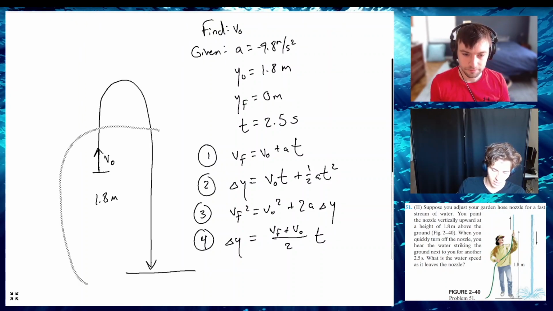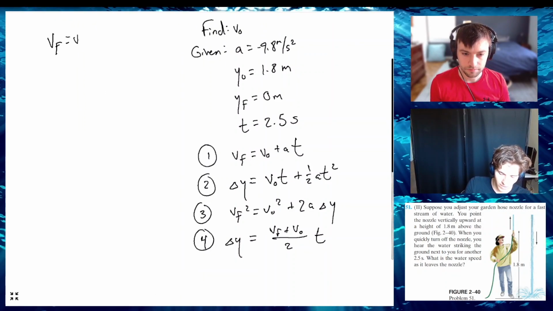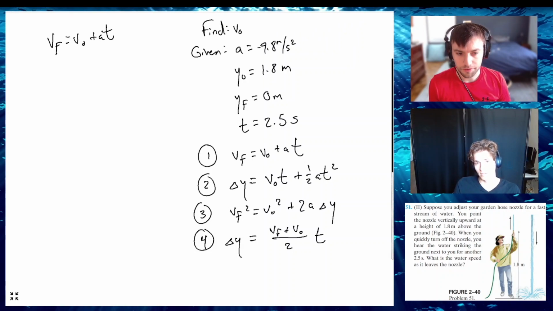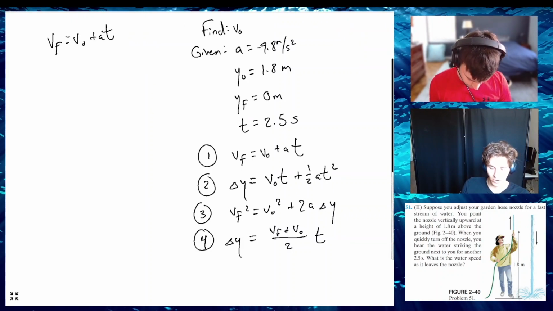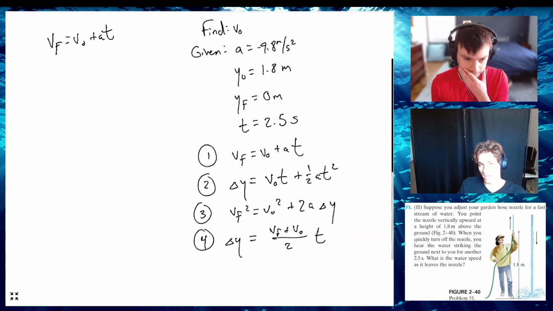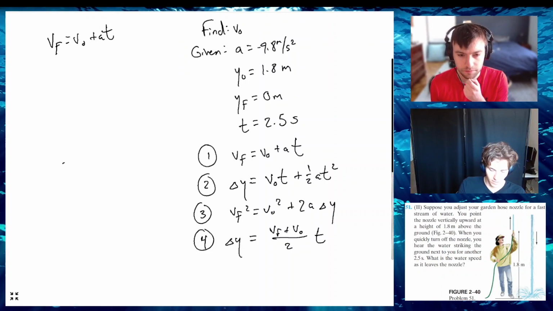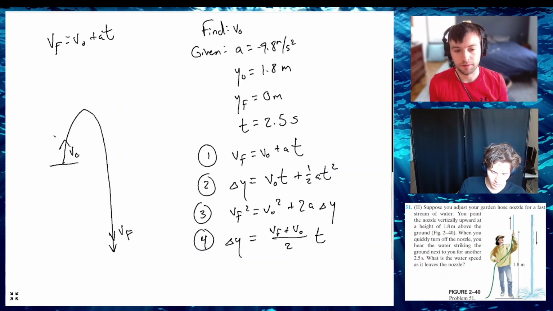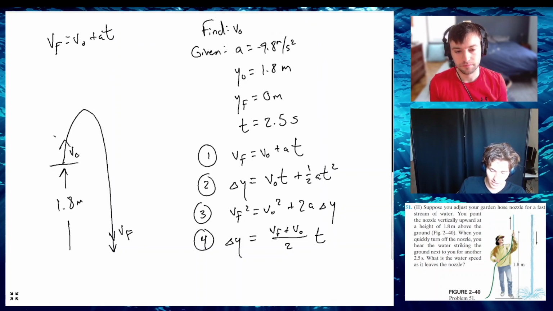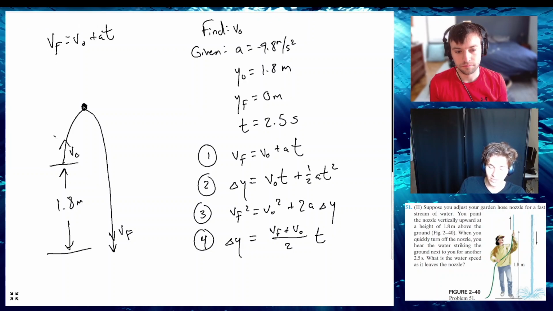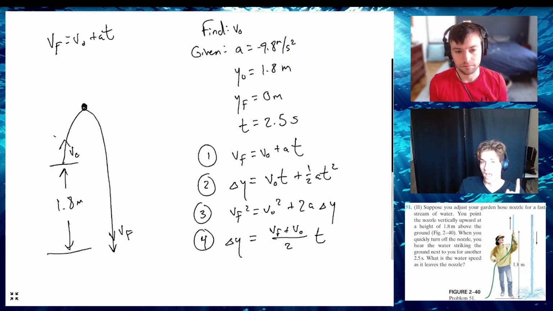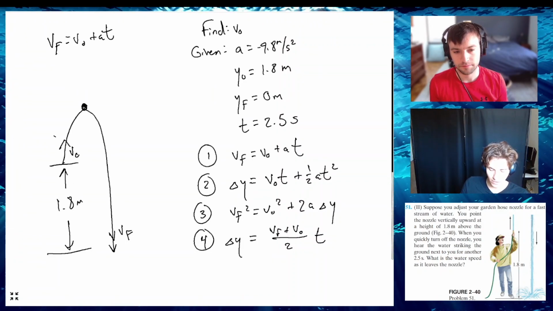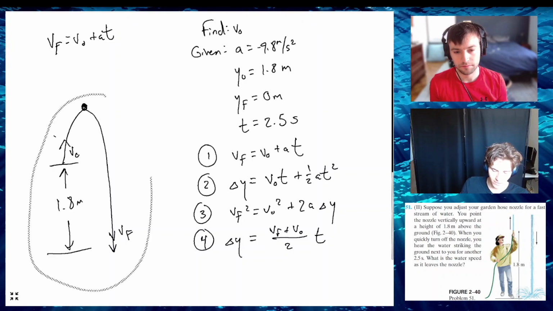Sure. Okay, so we have V final equals V initial plus AT. How should I start filling this in? Start with 0 for what? V final. Is V final actually 0? V final is going to be the velocity as it hits the ground. Oh no, okay. So we don't actually know V final. However, you're thinking of V final at the very top, which is a good thought. But we don't know the amount of time it takes to get to the top. So we don't actually know V final at the bottom here. Let's try a different one maybe.